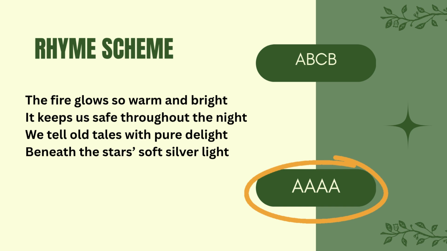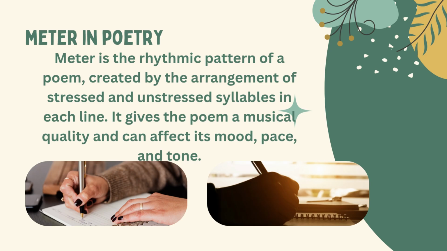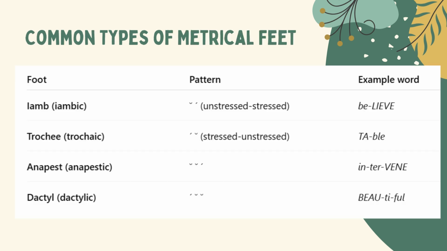Great job! Now let's move on to meter. Meter is all about the rhythm or beat of a poem. It's based on how many syllables there are and how they're stressed. We break up the rhythm into units called metrical feet, and each foot has 1 stressed syllable and 1 or more unstressed syllables. Here are some common types of feet.